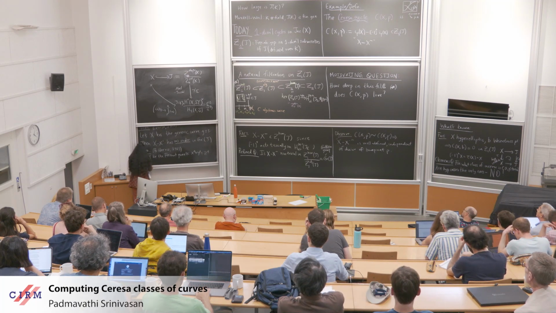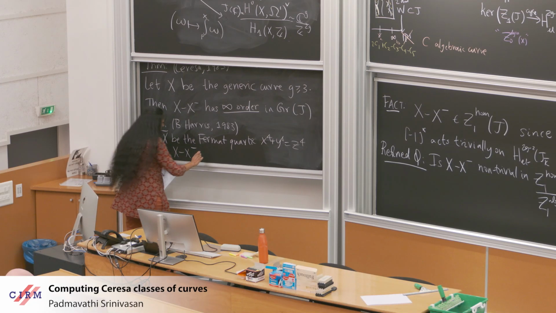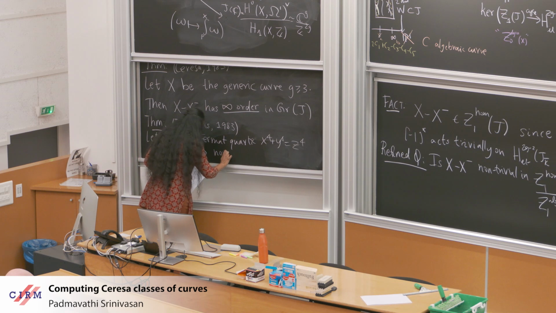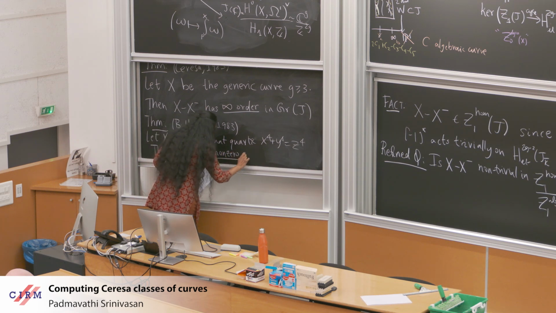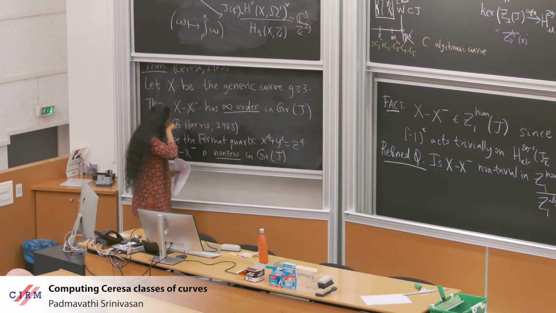So he showed that the Ceresa cycle is non-zero in the Griffiths group. All right.